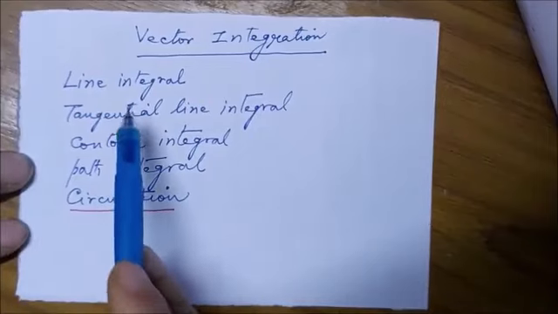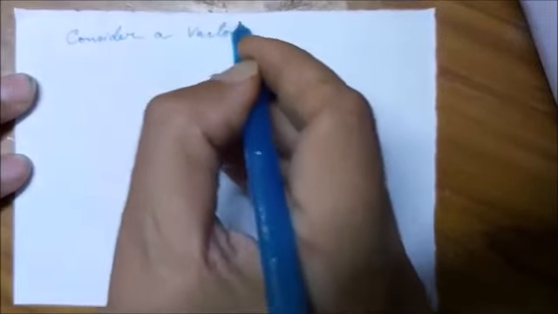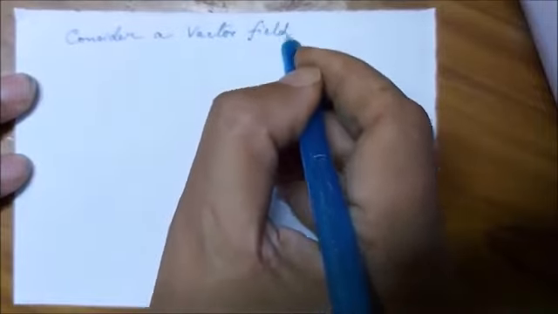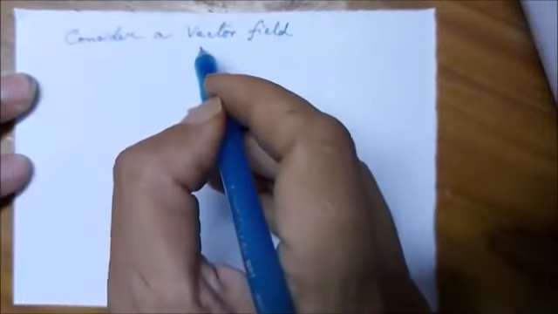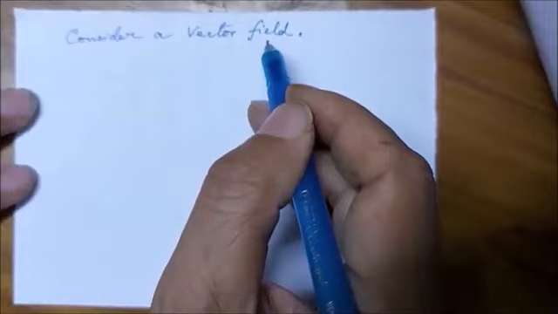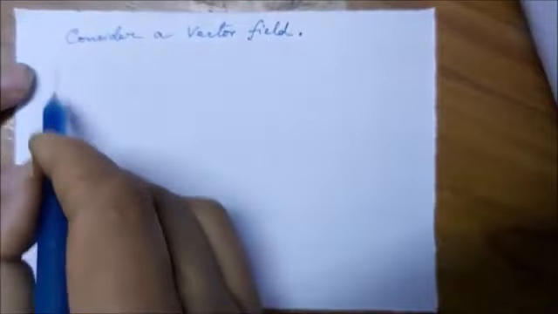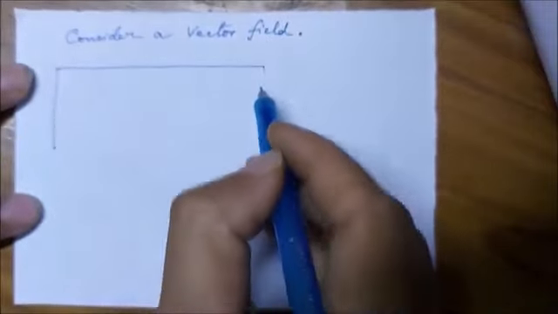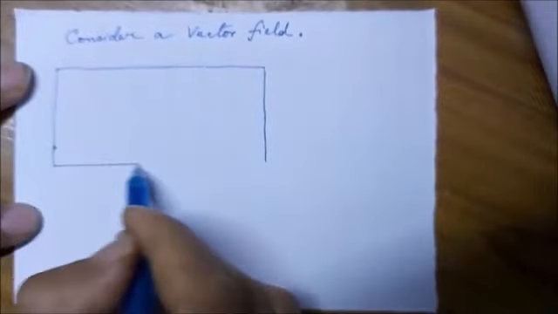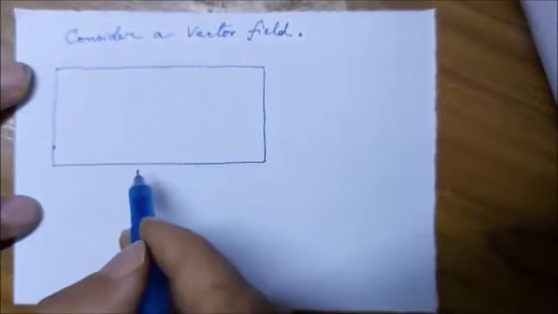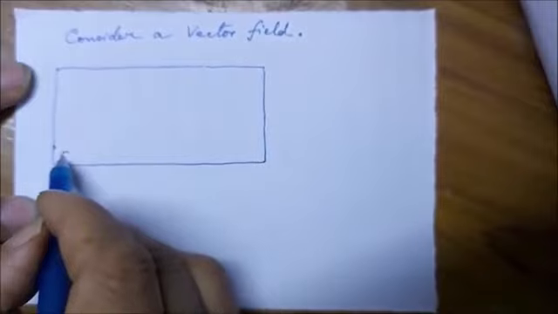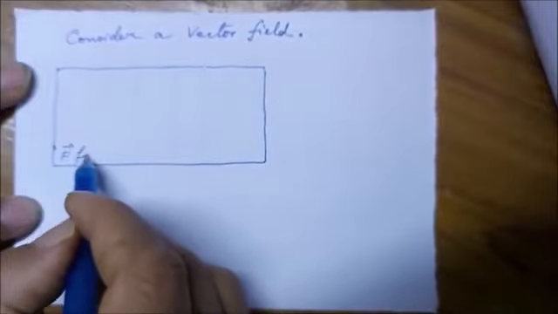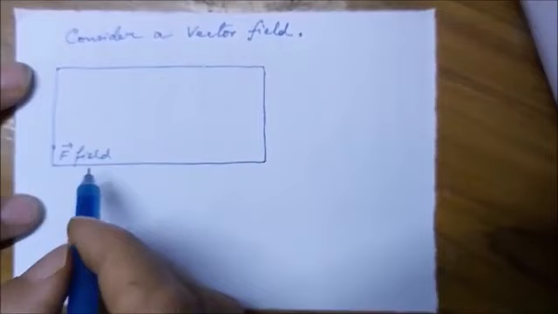Let us define what we mean by these terms. Consider a vector field. And we discussed what we mean by vector field in one of the videos on mathematical physics. So this is a region, say, where a vector F is defined at each and every point. So it is an F field.